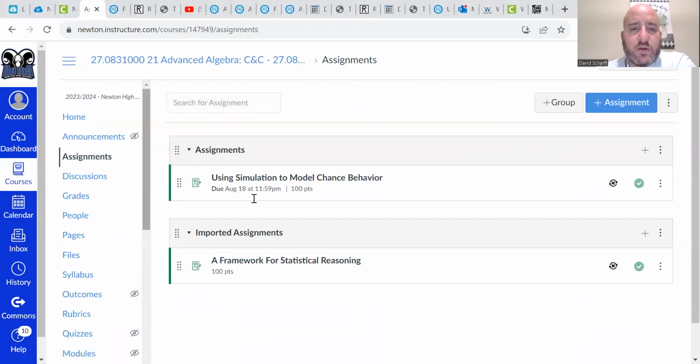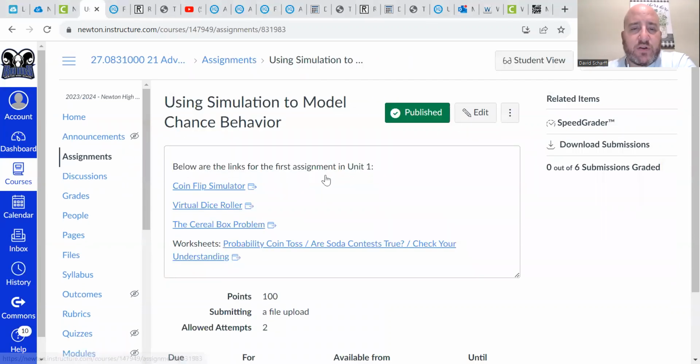and we're doing using simulation to model chance behavior. So we're going to click on that. There are 4 links that y'all can currently see. There are 3 links to websites that we're actually going to use during the assignment, and then the link for the worksheets.